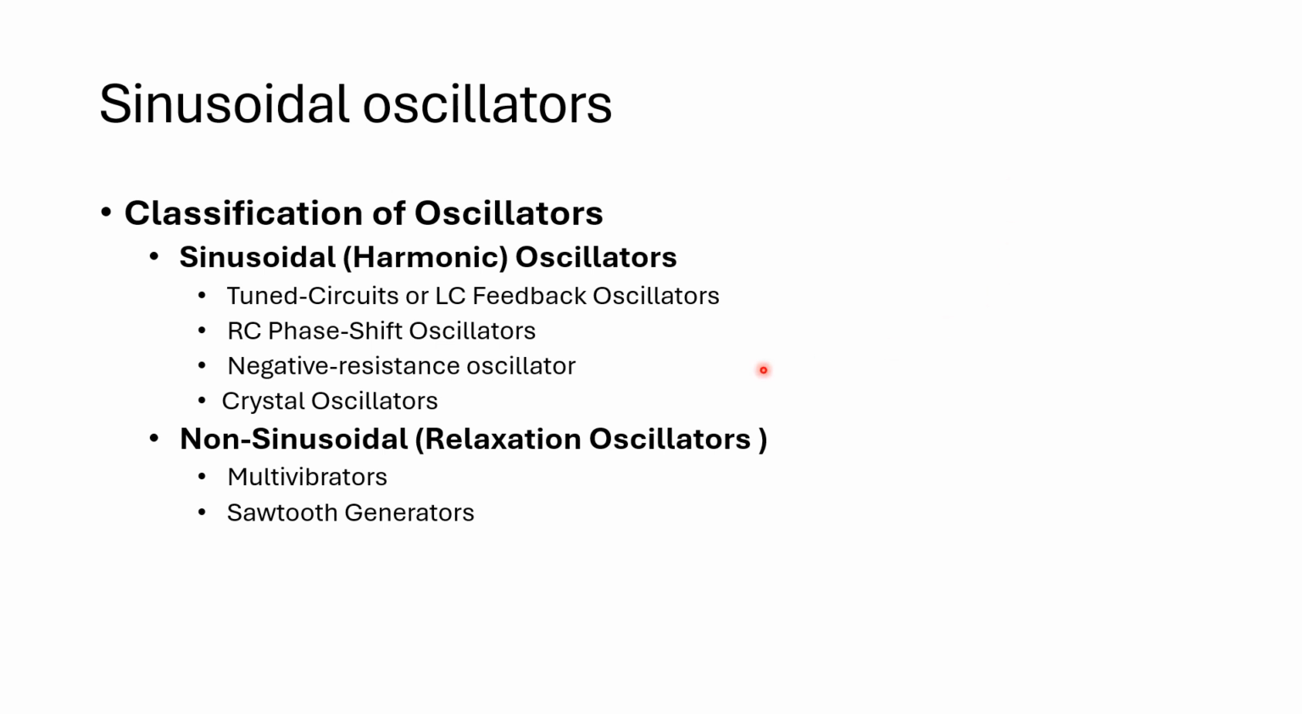Okay, so the second type of oscillator is the non-sinusoidal, also called relaxation oscillators. This type of oscillator gives us a waveform which is different from a sinusoidal waveform. So what are those types of waveforms? We have a square wave, a rectangular wave, a sawtooth wave or a pulse wave. Okay, so it depends on the type of waveform that we will be producing. So we have different types of non-sinusoidal oscillators, such as multivibrators or sawtooth generators.